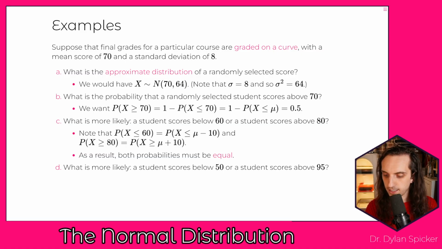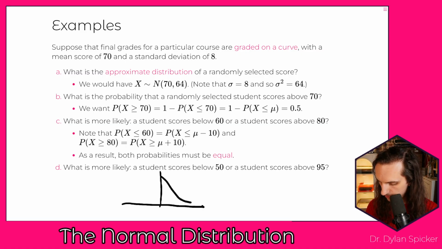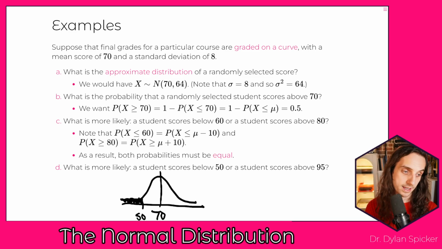Now, what's more likely, that a student scores below 50 or a student scores above 95? Here, if we think about drawing out the same type of distribution pattern that we've been looking at, we start with 70 down here, and then we can go down 20 to the 50. We'd be thinking about this probability down here, that highlighted region, or we can go up to the 95, and we'd be thinking about this region right here. And so we're asking, which of these regions is going to be larger?